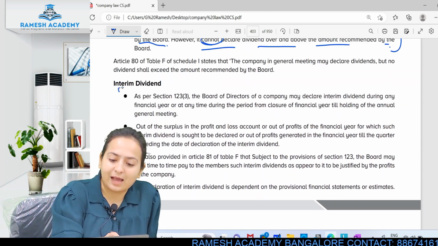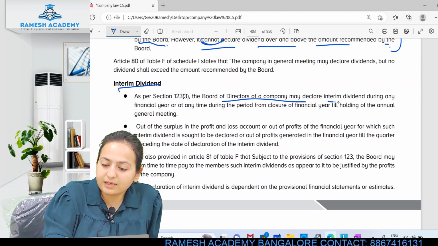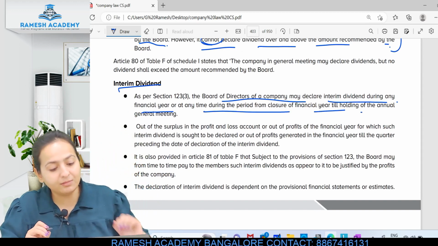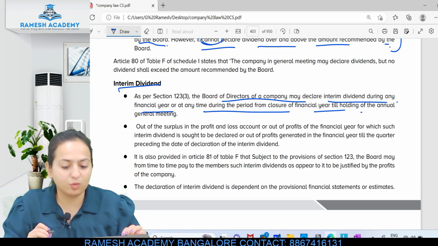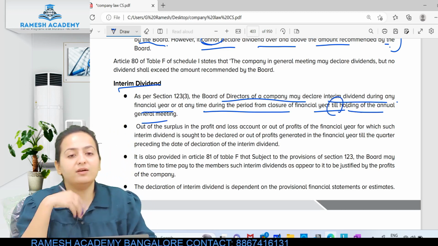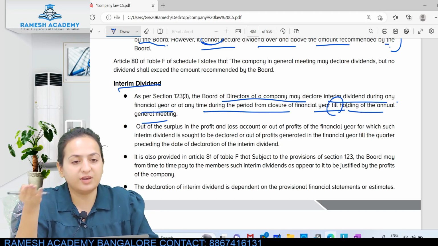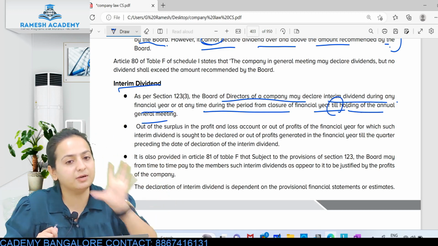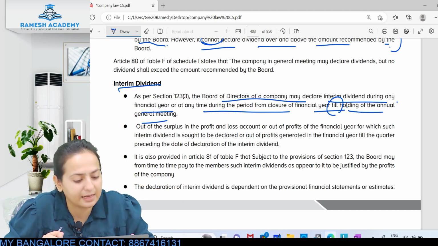Next is the interim dividend. The board may declare the interim dividend during any financial year or at any time during the period from the close of the financial year till holding of the AGM. So, whenever you are at the closure of your financial year and before your annual general meeting is conducted, in between that time you can declare the interim dividend.